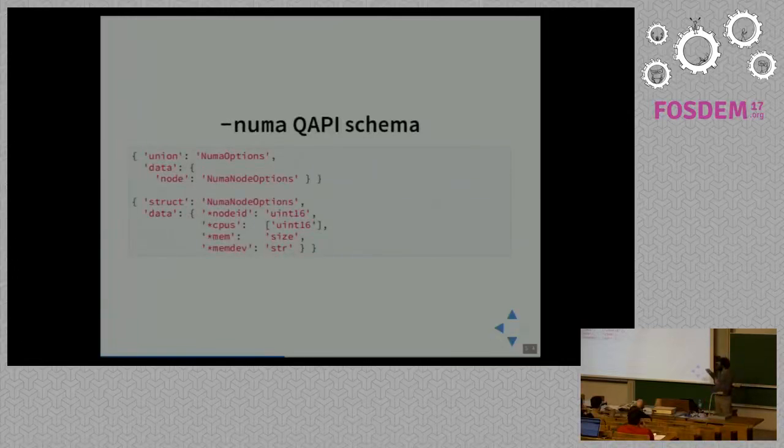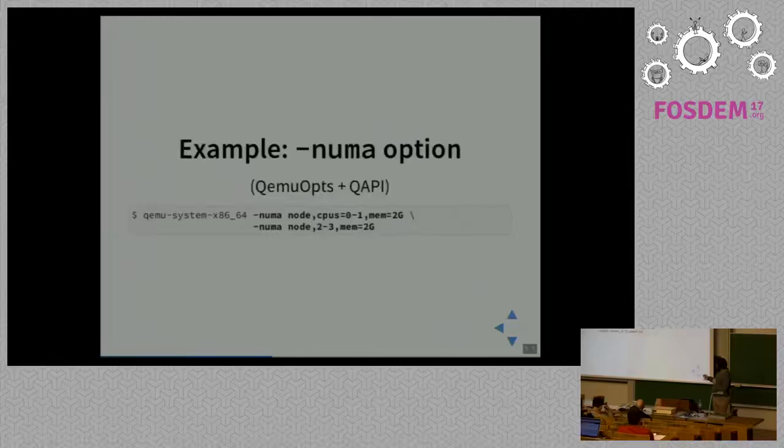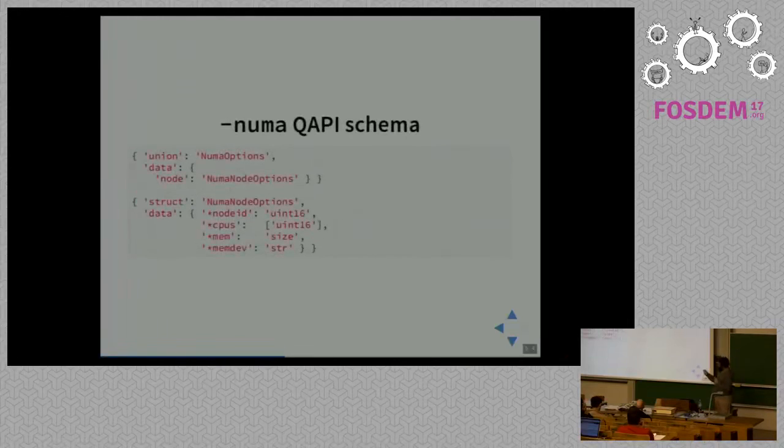So all the options on -numa, let's go back here. These options here are defined in the QAPI schema. So basically you have a declaration saying that the structure NumaNodeOptions can have those fields, and those fields can be specified on the command line.